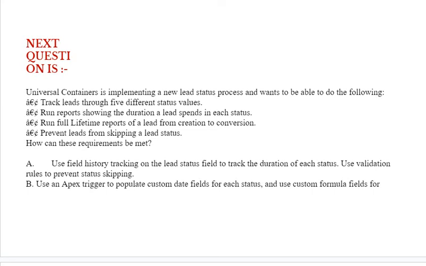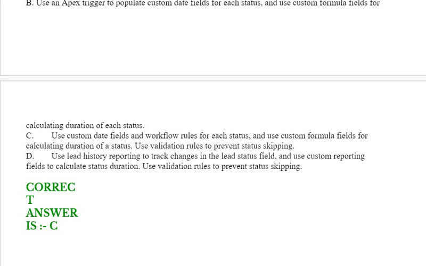Option B. Use an Apex trigger to populate custom date fields for each status and use custom formula fields for calculating duration of each status. Option C. Use custom date fields and workflow rules for each status and use custom formula fields for calculating duration of a status. Use validation rules to prevent status skipping.